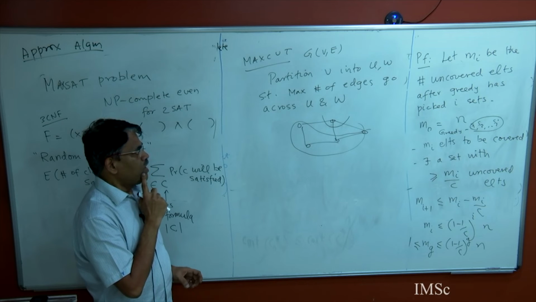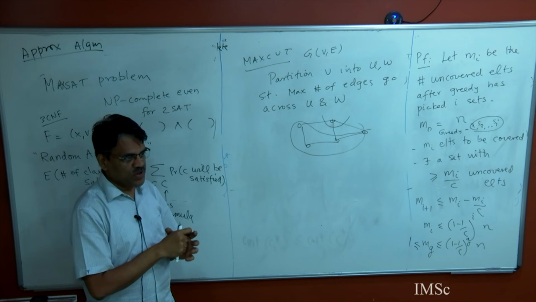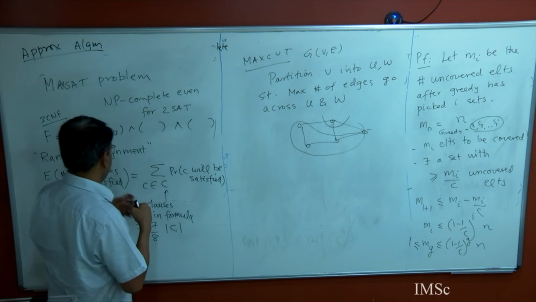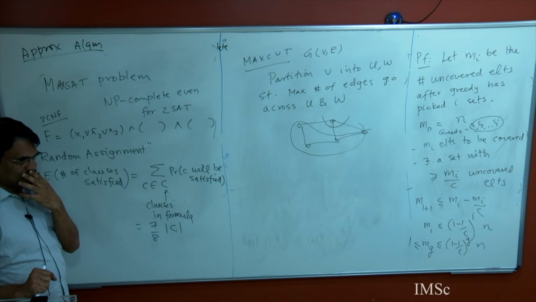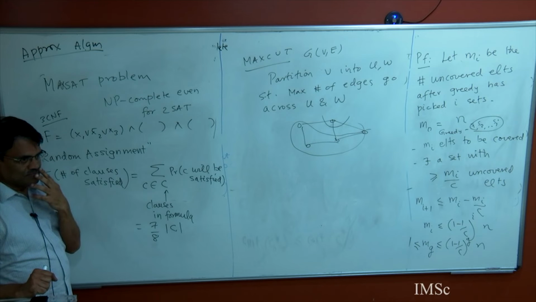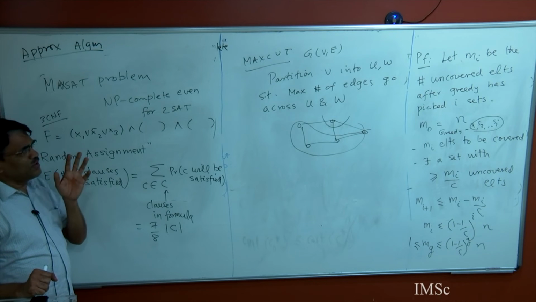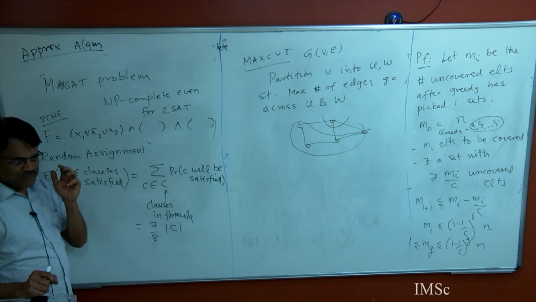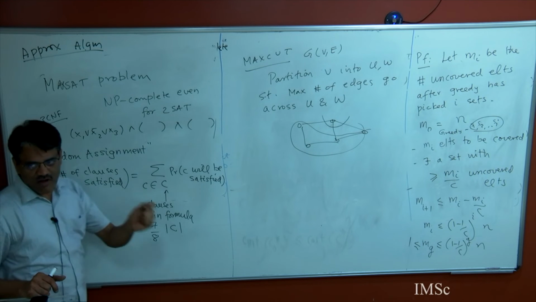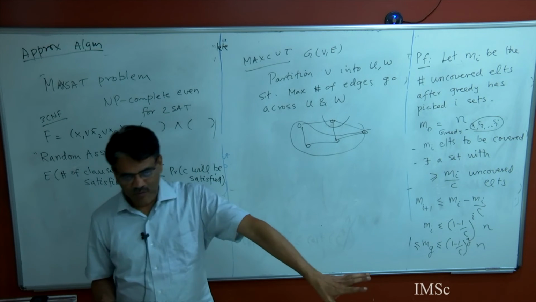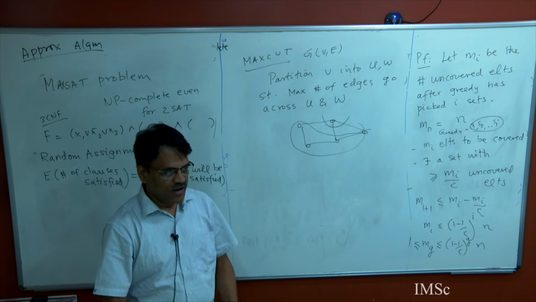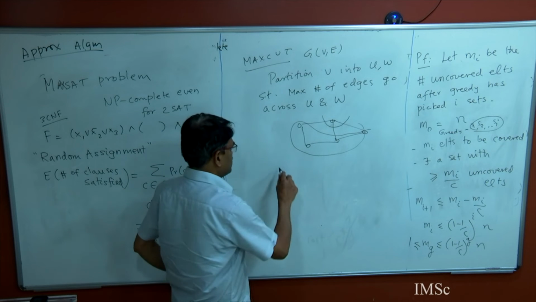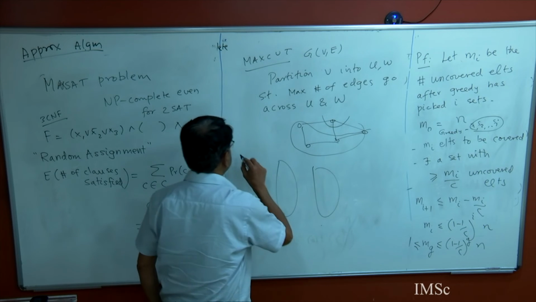Now I want to get an approximation algorithm. Can we do something like this? What is my goal? I want to partition the vertices. For every vertex, toss a coin. If it comes 1, put it in the set. If 0, it goes in the other set. Head or tail. So I get this random partition.